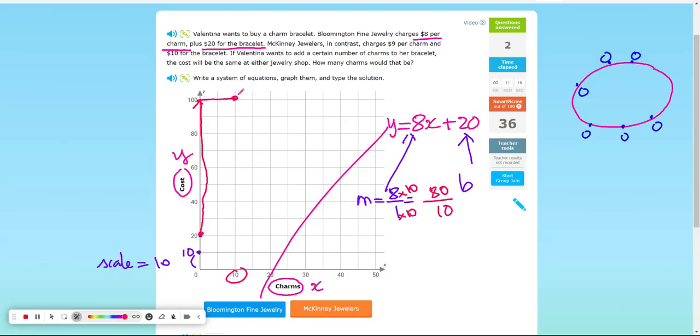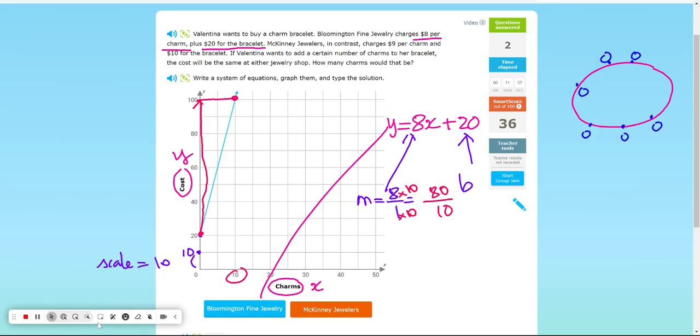Okay, now I get my tool. Here we go. So start at 20, up another 80, from 20 up another 80, so up at the 100, and then go to the right side 10. Okay, so we're done. Make sure you click on Mackenzie Jewelry.